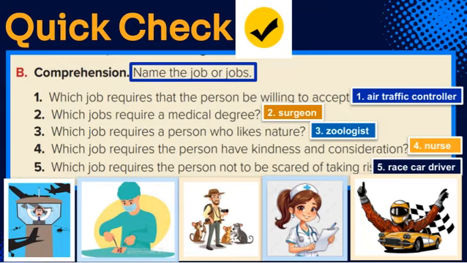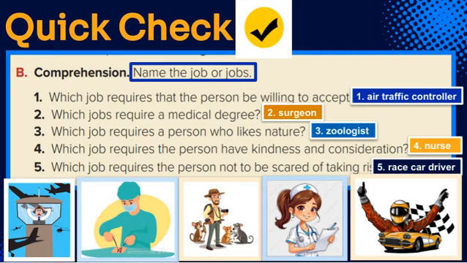Let's take a quick look at some of the interesting careers listed here: nurse, zoologist, surgeon, air traffic controller, and race car driver. Each of these roles requires a unique set of skills and a different kind of dedication. For example, nurses play a vital role in patient care and need strong empathy and communication skills. Zoologists, on the other hand, are explorers of the natural world, often working outdoors and studying animals in their habitats.